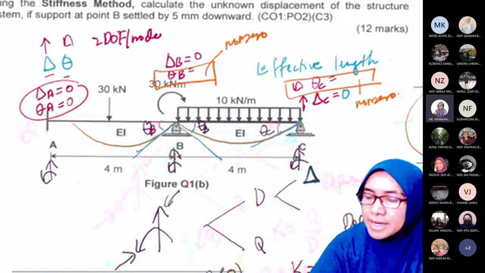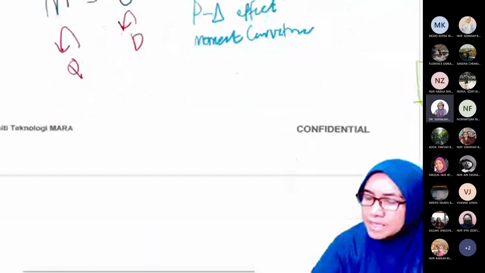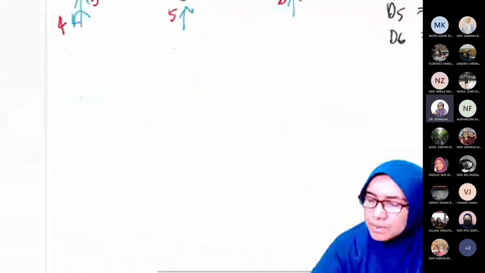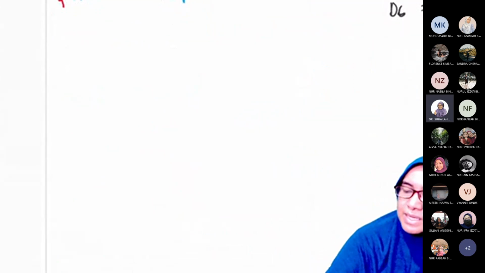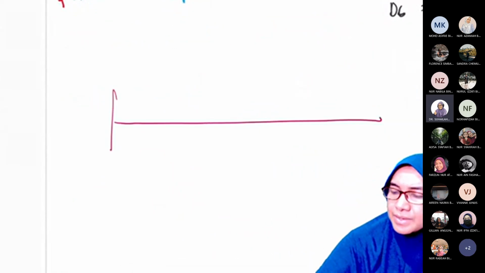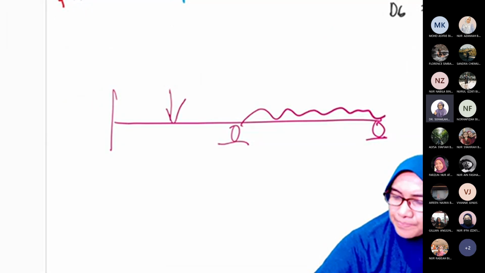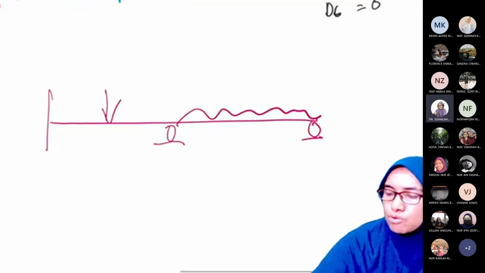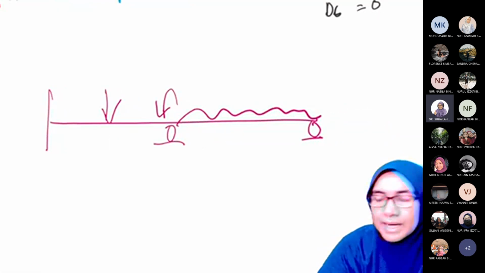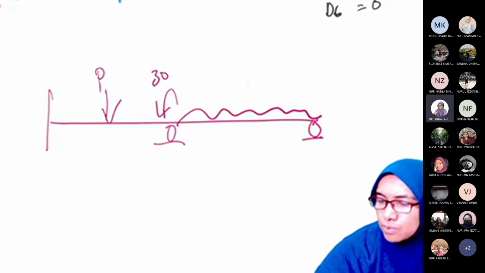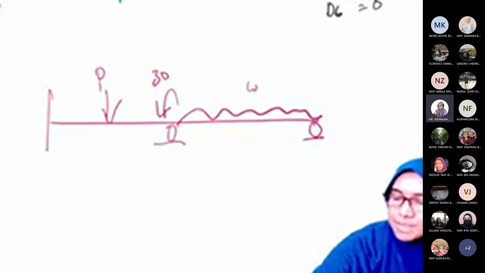In this case, this beam has a roller like this, but it also has a UDL and a moment. This is the P from before, this is the moment from before, the 30, and I don't remember what W was. So we have A, B, C.